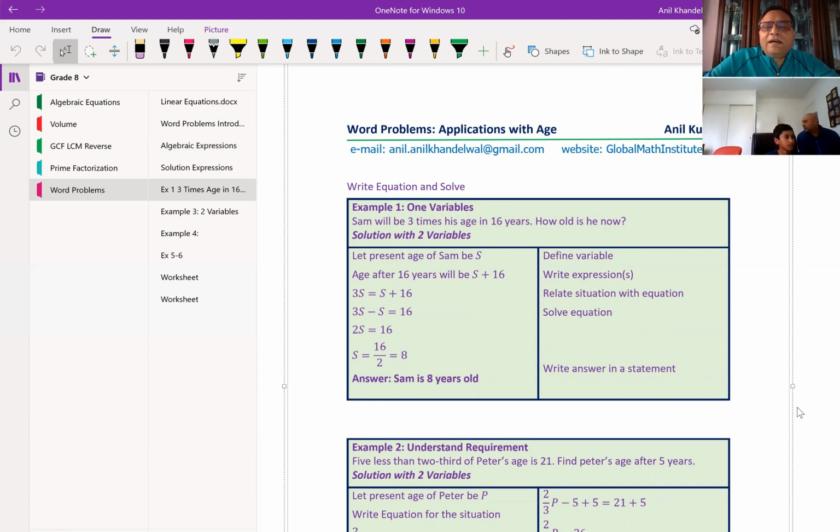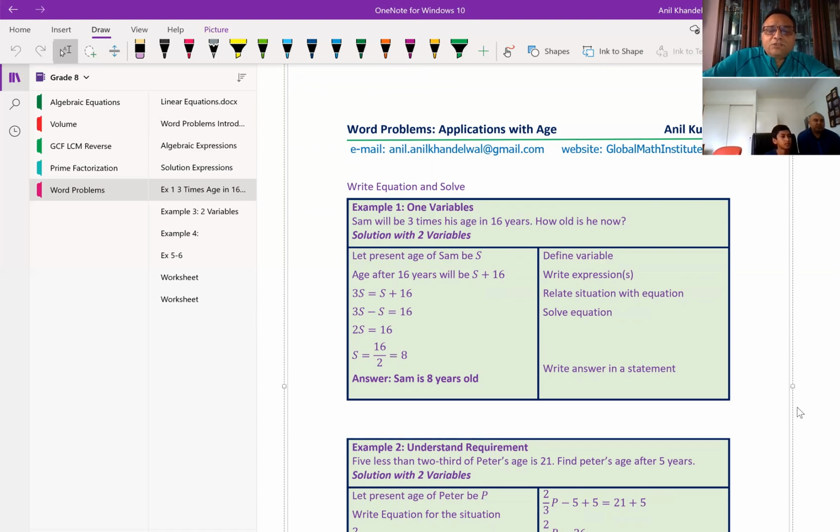So basically, you will define the variable for Sam, right? So capital S for Sam, that is our variable. We're saying Sam will be 3 times his age in 16 years. So based on this, S plus 16 is the expression which comes to your mind. Then you make your equation: Sam will be 3 times his age, that means 3S. His age in 16 years means S plus 16. So you connect them and you write 3S equals S plus 16. Now you bring S to the left side, take away from 3S, 2S is 16, divide by 2 and get the answer as 8. Very simple, correct? Yes. Absolutely simple.